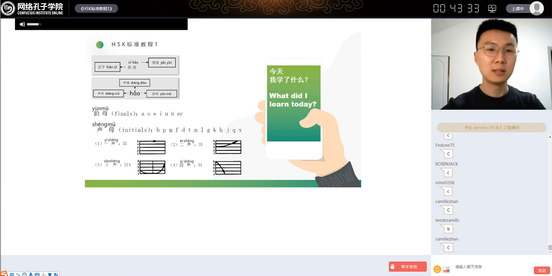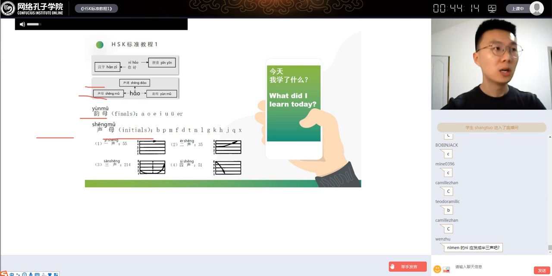Okay, these are what we learned today. We know something about Chinese, and we have learned 18 韵母 and 14 声母. We know this is character, 汉字, and 拼音. Pinyin is used to tell us how to read 汉字. Pinyin consists of 3 parts. They are 声母, 韵母 and 声调, the 3 parts.